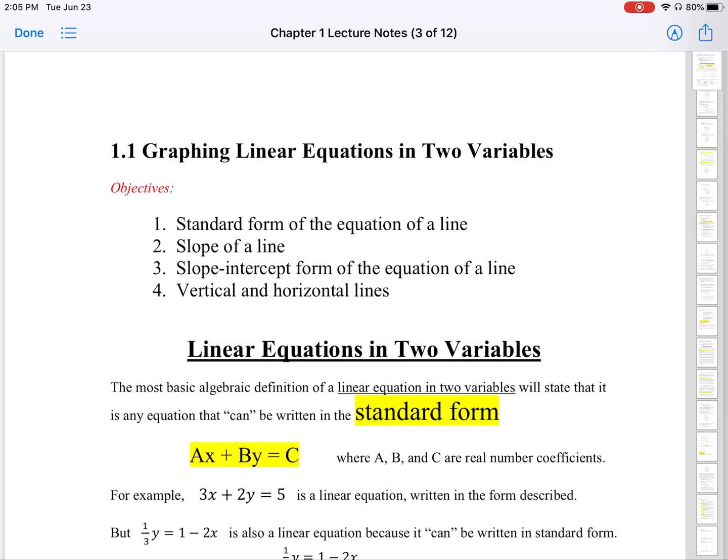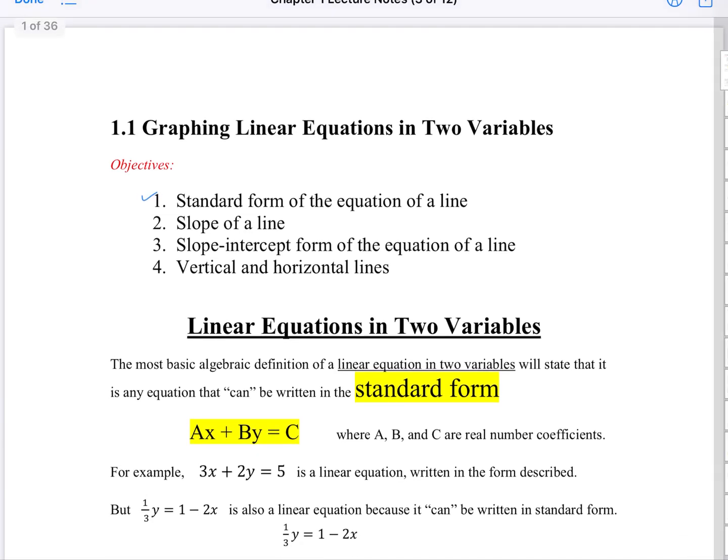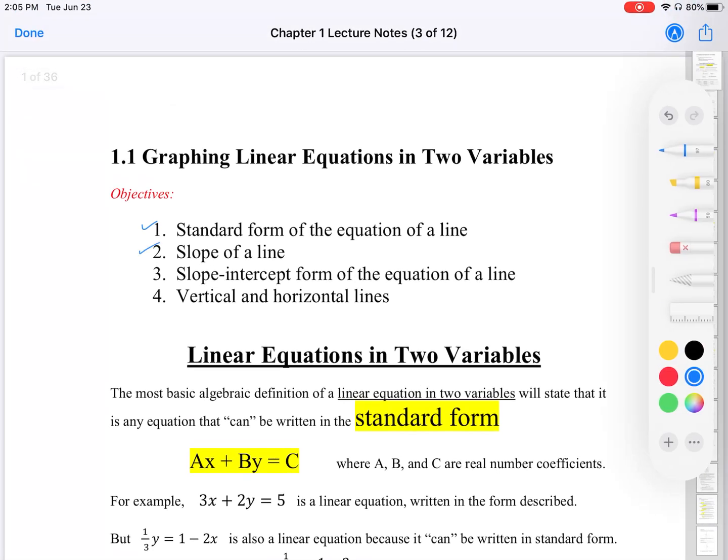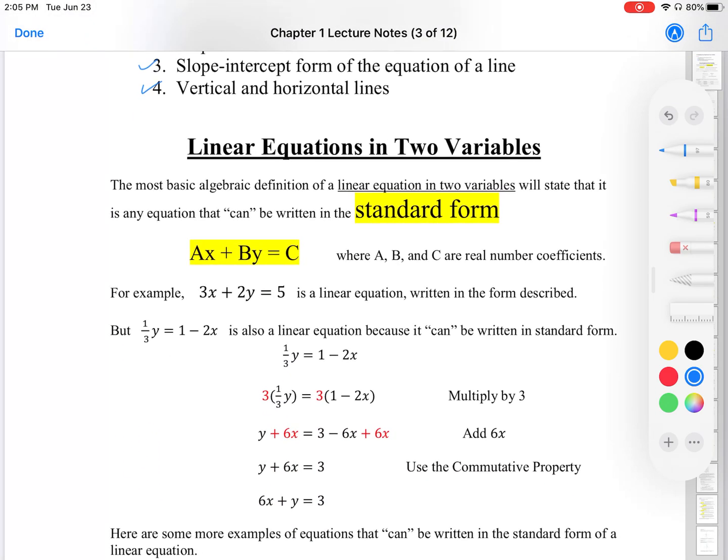Hello. Our lecture today is on section 1.1, graphing linear equations in two variables. So just to break down what we're going to do, we have our objectives. One is standard form of the equation of a line, slope of a line, slope-intercept form of the equation of a line, and vertical and horizontal lines. Now, I might go a bit quickly through these notes, but you have a copy of these and you can always read through them a bit more carefully yourself.